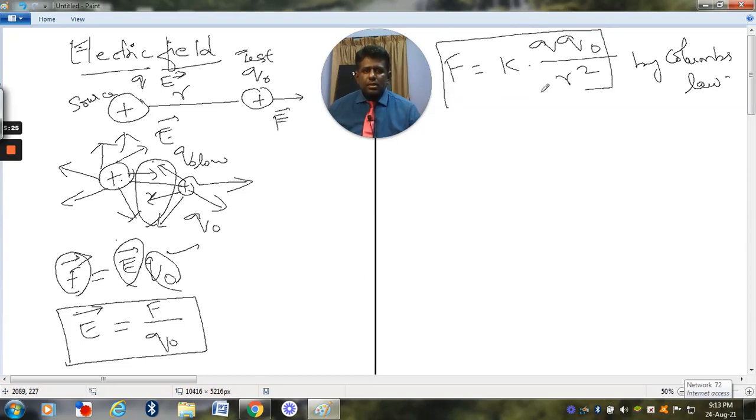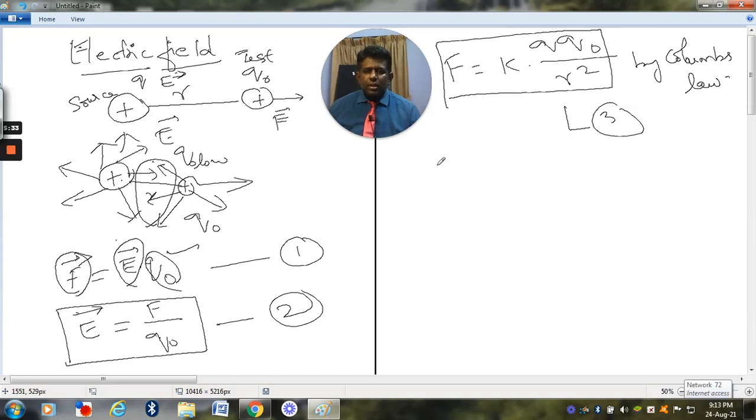We will name the equations. This is the first equation, this is the second equation, and this is the third equation. Substitute the third equation in the first. Sorry, any equation, one or two, we can substitute it.